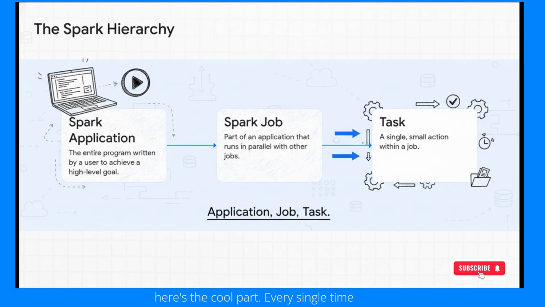Now here's the cool part. Every single time you hit run on some code in your notebook, you are kicking off a Spark application. Let's break that down. The application is the whole enchilada, your big picture goal, like generate the weekly sales report. To do that, Spark breaks it down into big steps called jobs, things like load all the data or clean up the customer info. Then each job gets broken down even further into tiny little tasks, like remove this one duplicate. So remember that flow: application, job, task, from the big goal down to the tiny action.